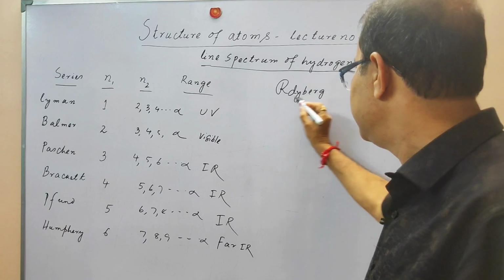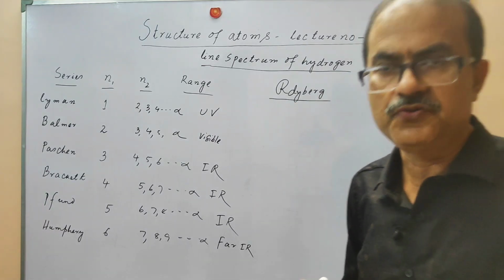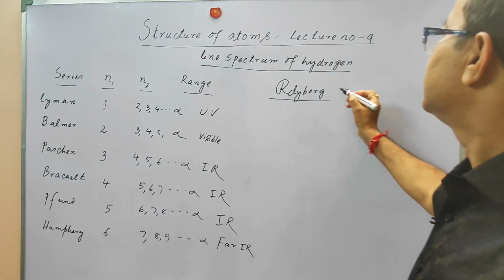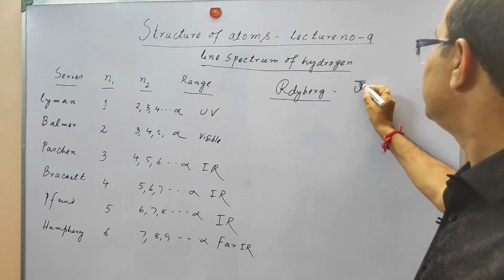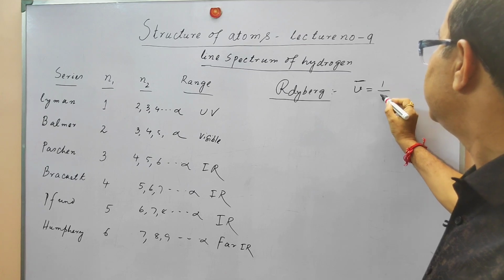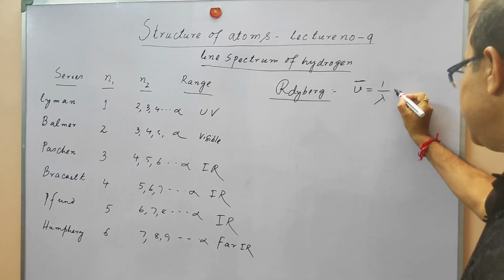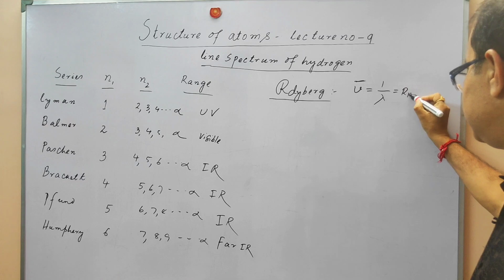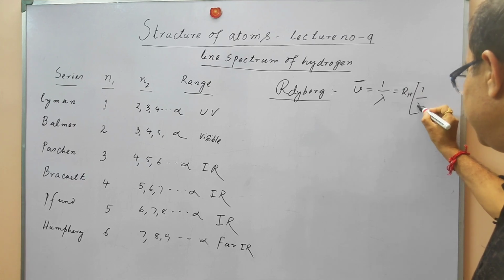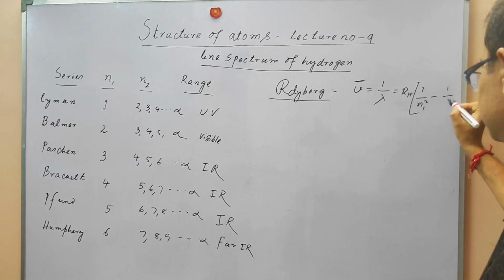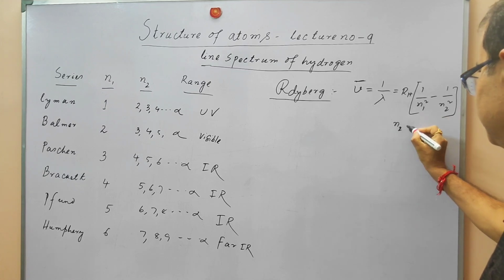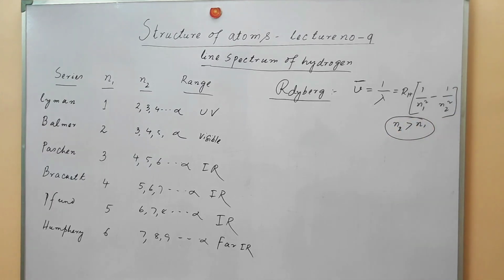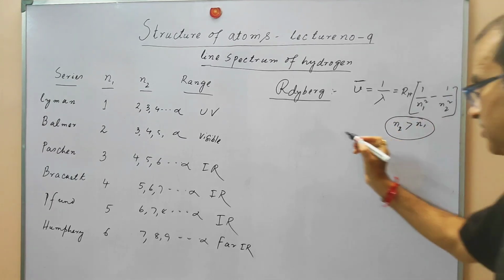Rydberg was a Swedish spectroscopist. He gave a formula relating to the wave number. The wave number is the inverse of the wavelength, and it is given by RH into 1 by n1 square minus 1 by n2 square. Here n2 is always greater than n1.